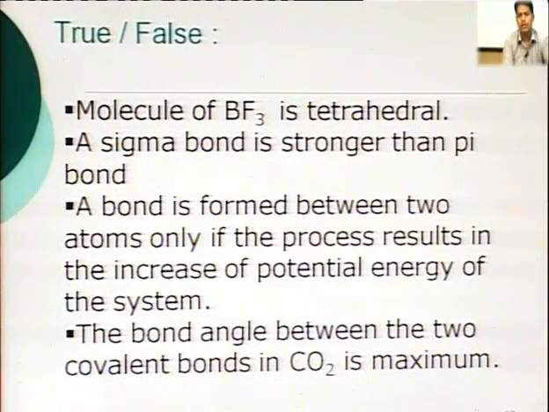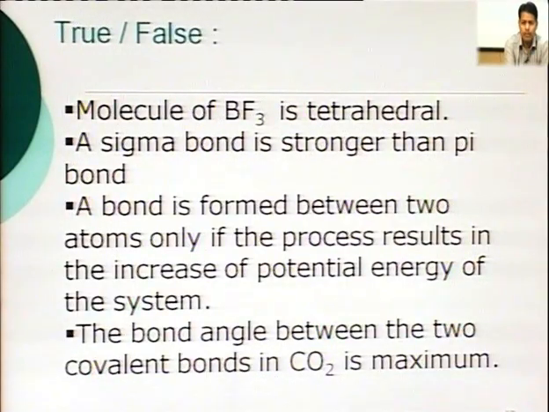True or false. Molecules of boron trifluoride are tetrahedral. Is it true? This is not tetrahedral, this is trigonal planar. So, the first one is false. Sigma bond is stronger than pi bond. This is true. Sigma bond is always stronger than pi bond.